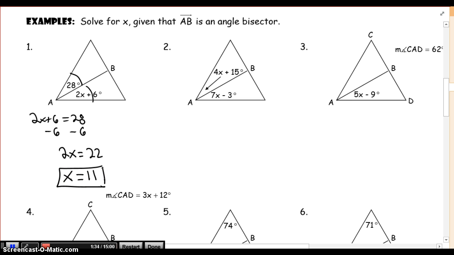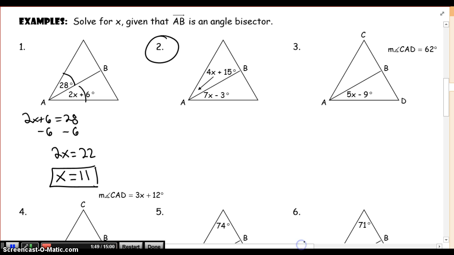Pretty simple, right? Should be no problem if you're looking at ones like that, which is why I'm going to have you do number 2, ladies and gentlemen. However, as we keep going through these, you're going to see some different tricks of the trade. For example, I've got number 3 here. Let's take a look at number 3.